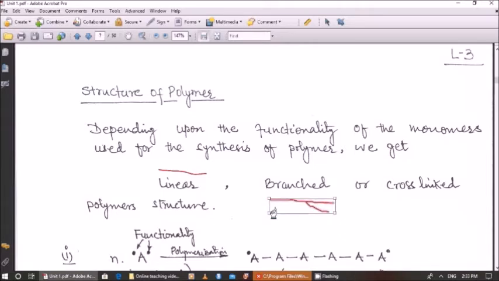This is the branch, and cross-link means something that has many branches and connections. So these two chains are connected with a branch, or two or three chains connected with the branches like this. Okay. This is a cross-link polymer. Okay.